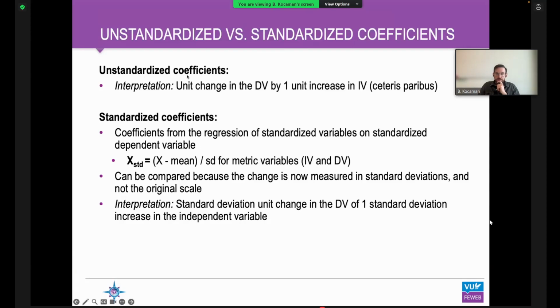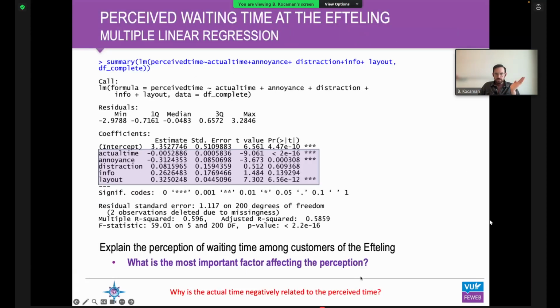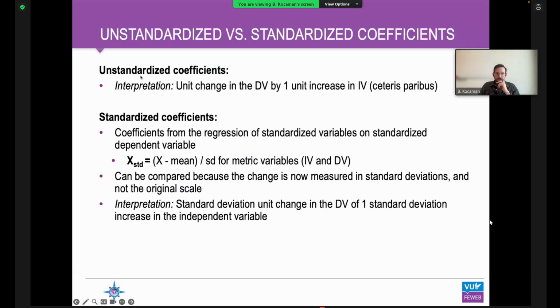In the case of unstandardized coefficients, what we just saw, we didn't do anything, we just used our data as is. Then the interpretation of the coefficient, if you remember, is the unit change in the dependent variable for a 1 unit increase in the independent variable. So how many units does the dependent variable change if you increase the independent variable by 1 unit, keeping everything else constant.